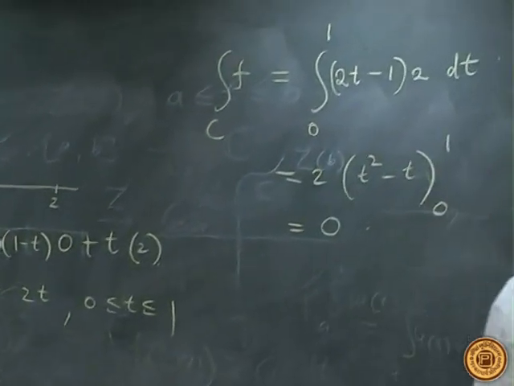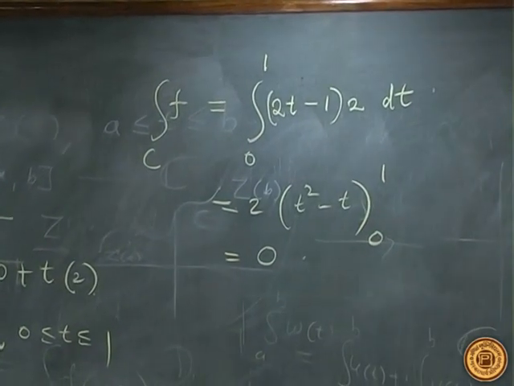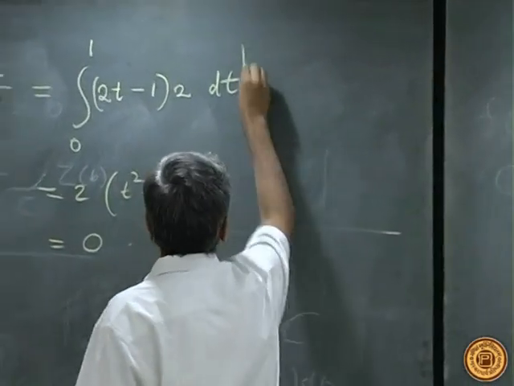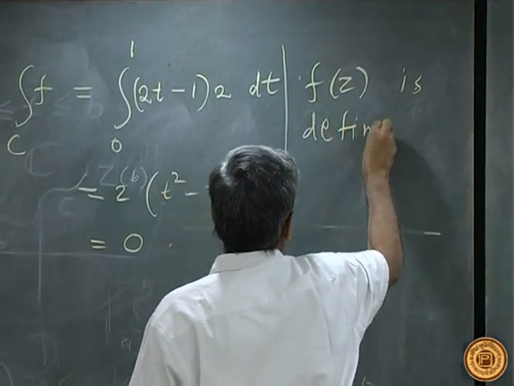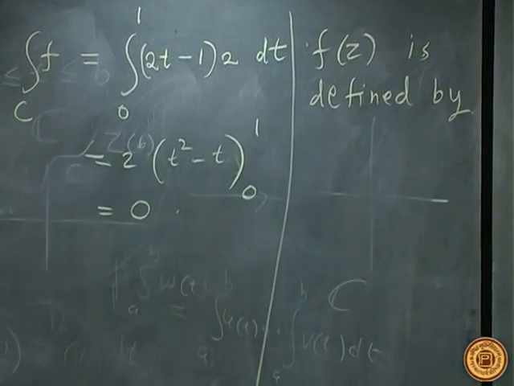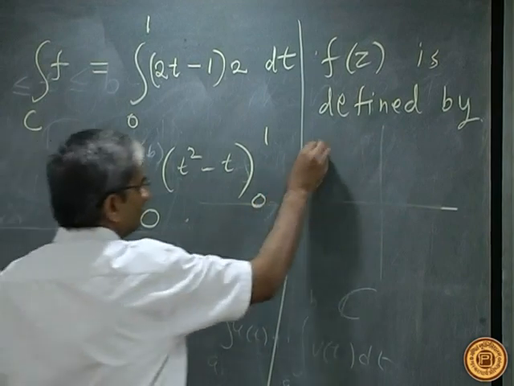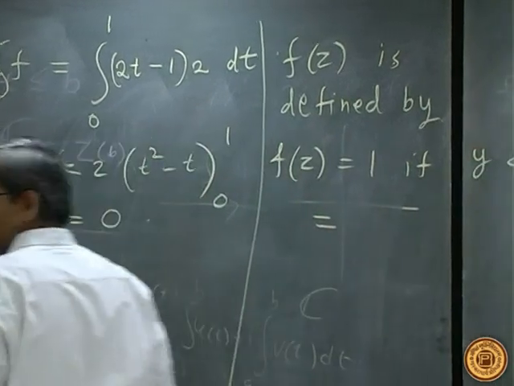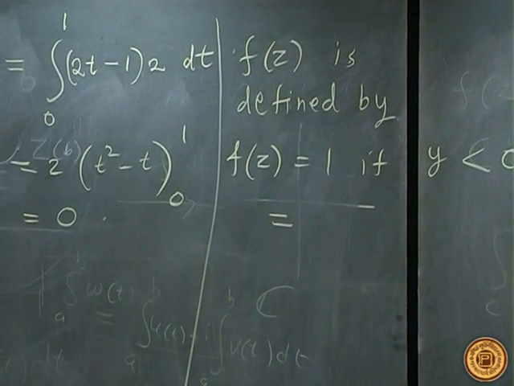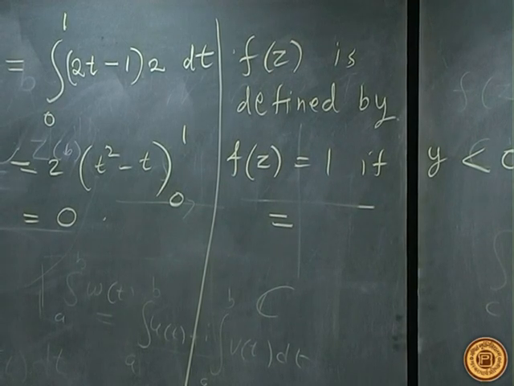f(z) is defined by the equation. I will write it here. f(z) is defined by f(z) equal to 1 if y is negative, and equal to 4y if y is positive. If y is positive, it is 4y.